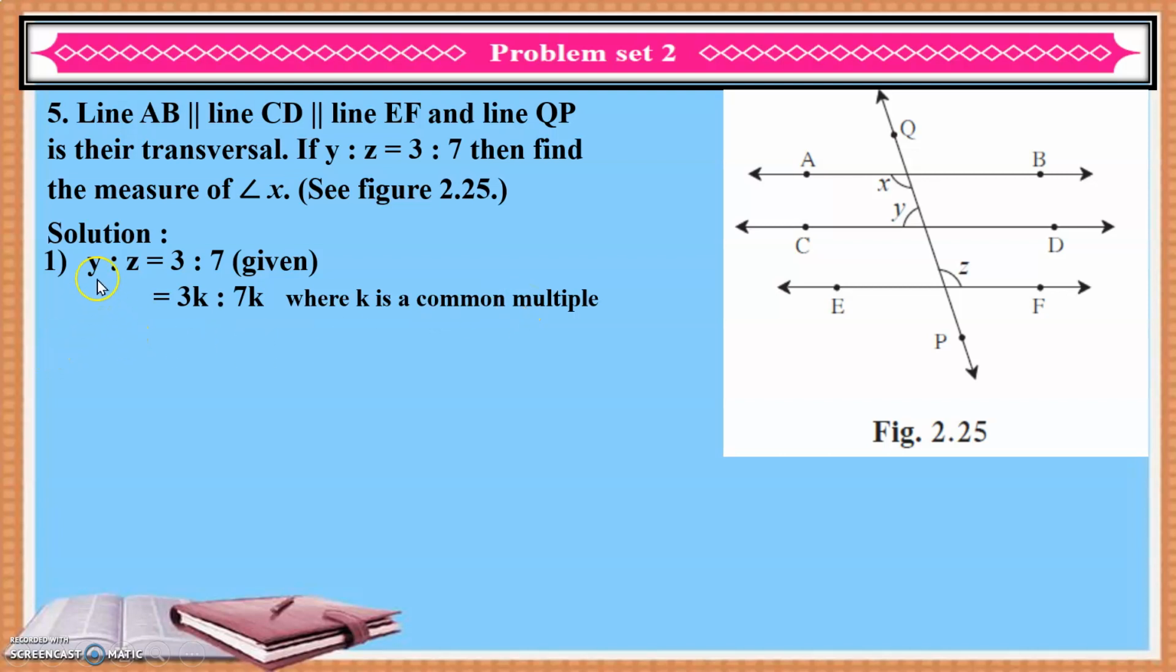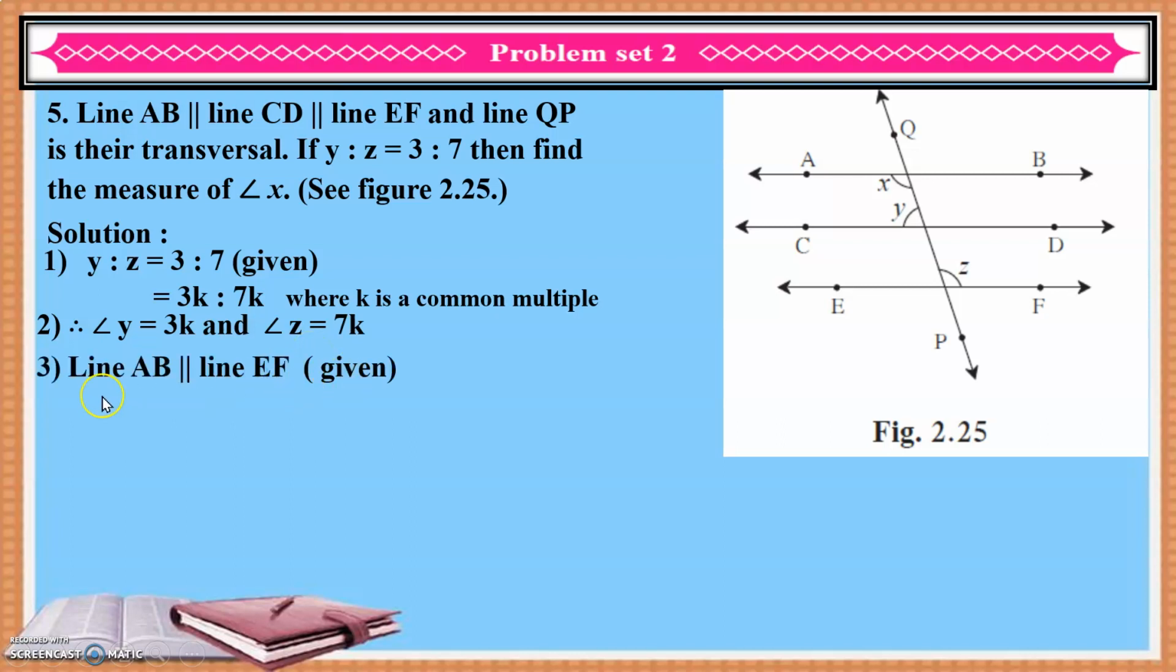Now therefore I can say that angle Y is equal to 3K and angle Z is equal to 7K. Now line AB is parallel to line EF. It is given. See here, line AB parallel to line EF. I am going to take this part.